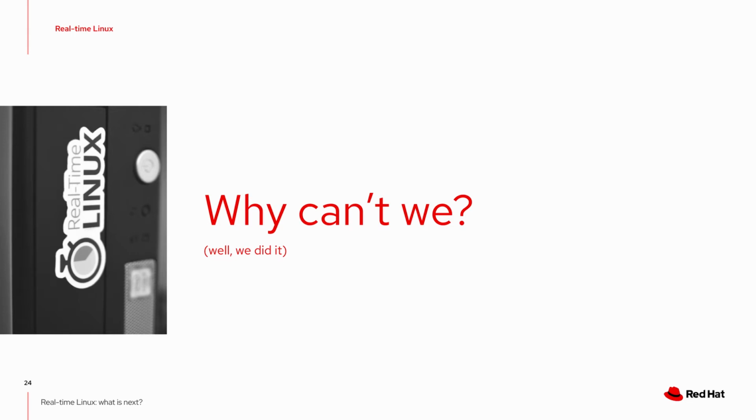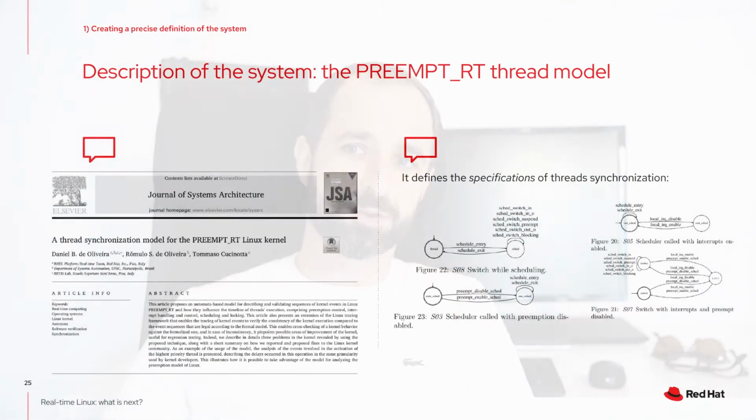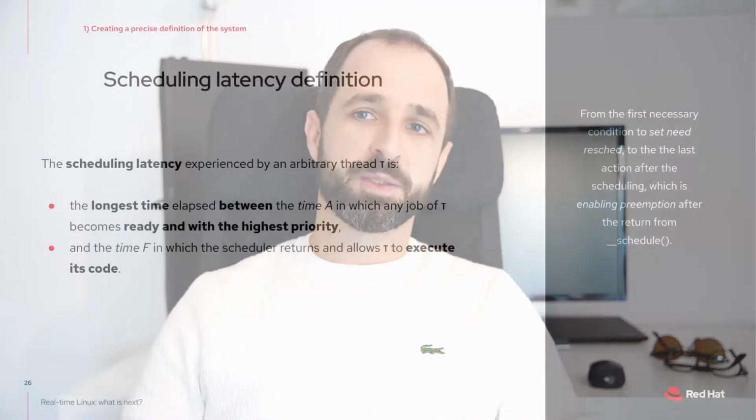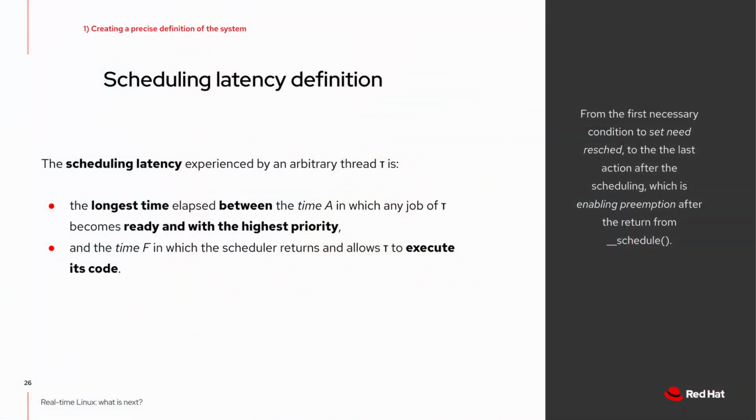And we did it. So following that approach, we started creating a very precise definition of the synchronization of threads on PREEMPT_RT, considering these events that are important in the activation of the highest priority threads. And this resulted in a thread synchronization model for PREEMPT_RT, which was published in academic papers, right? And you have more information on the paper in the slide. Then we clearly defined the property that we would like to analyze. And the property was the scheduling latency. So the scheduling latency experienced by an arbitrary thread is the longest time elapsed between the time A in which any job of this thread becomes ready and with the highest priority, and the time F in which the scheduler returns, allowing this thread to start executing its own code.